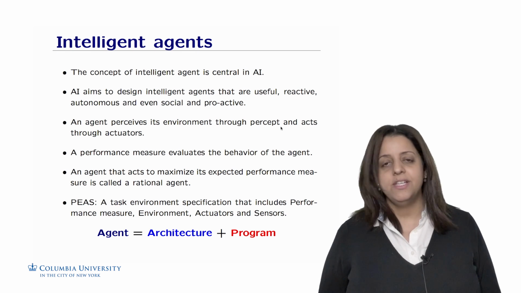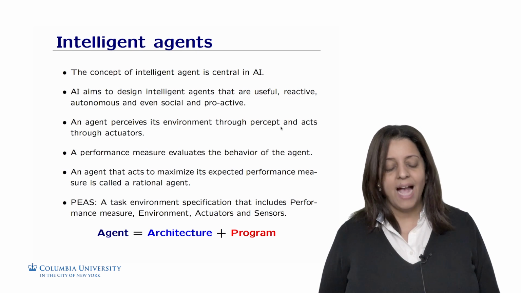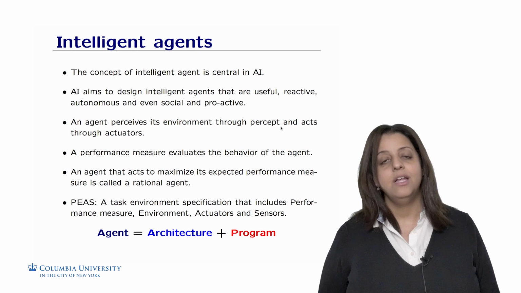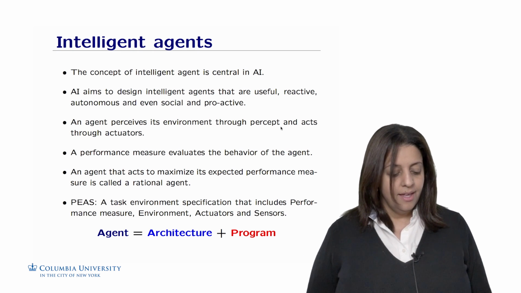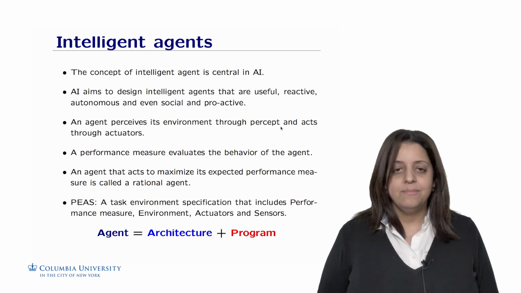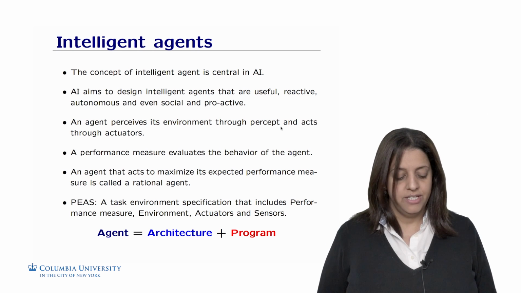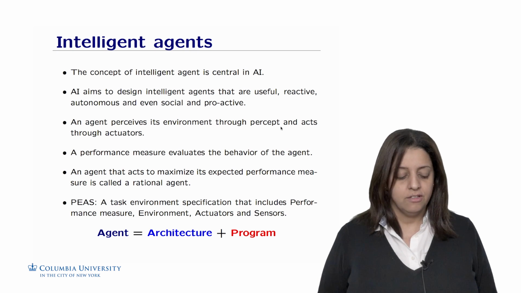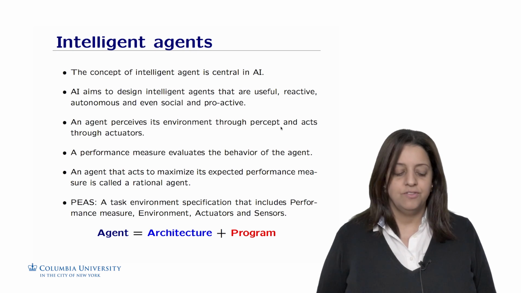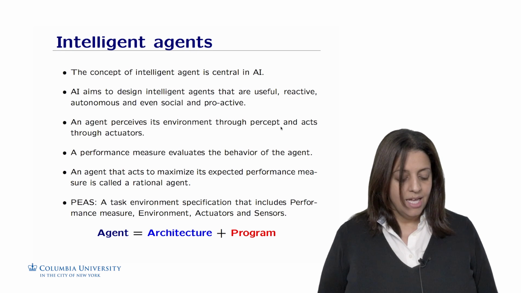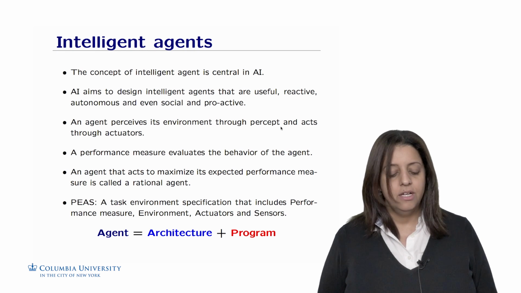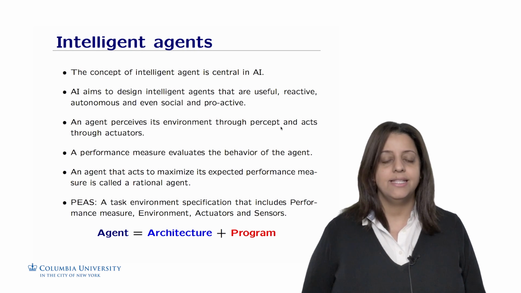An agent perceives its environment through percepts and acts through actuators. We also saw that there is a performance measure that evaluates the behavior of the agent. An agent that acts to maximize its expected performance measure is called a rational agent. We also saw that we can define different criteria for a rational agent environment, and this is called PEAS, a task environment specification that includes performance measure, environment, actuators, and sensors.